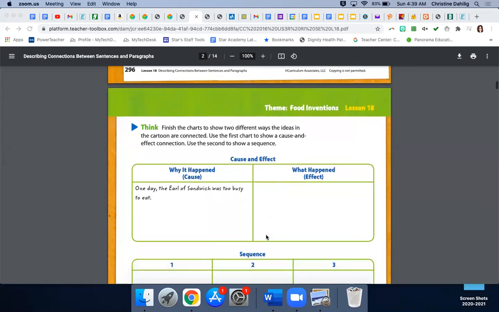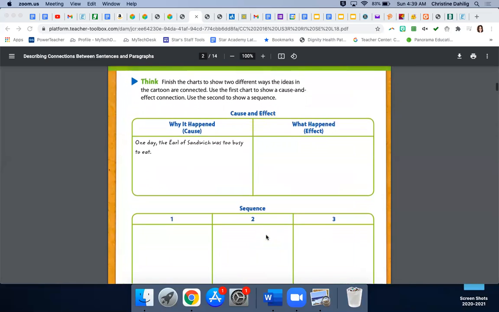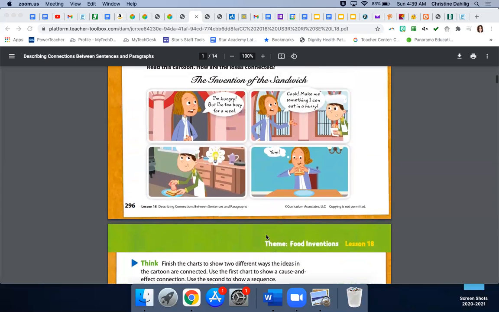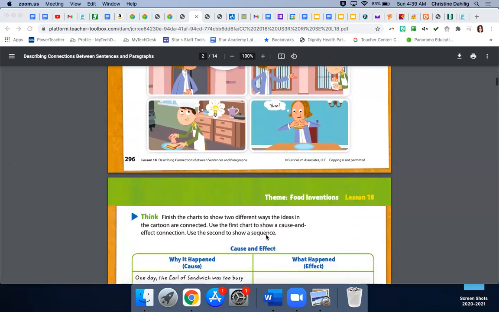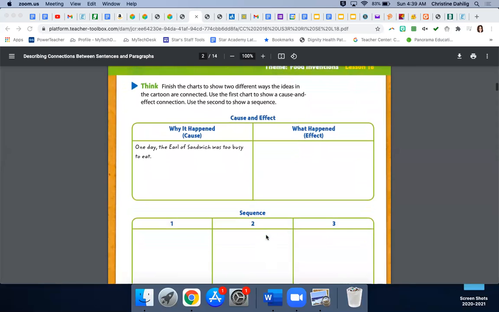Let's take a look at page 297. You are going to have a chart to complete that relates directly to this cartoon. And so the green think says, finish the charts to show two different ways the ideas in the cartoon are connected. Use the first chart to show a cause and effect connection, and use the second to show a sequence.